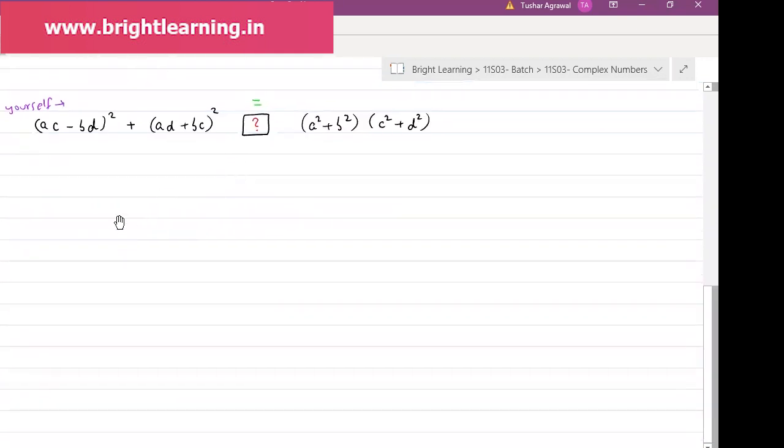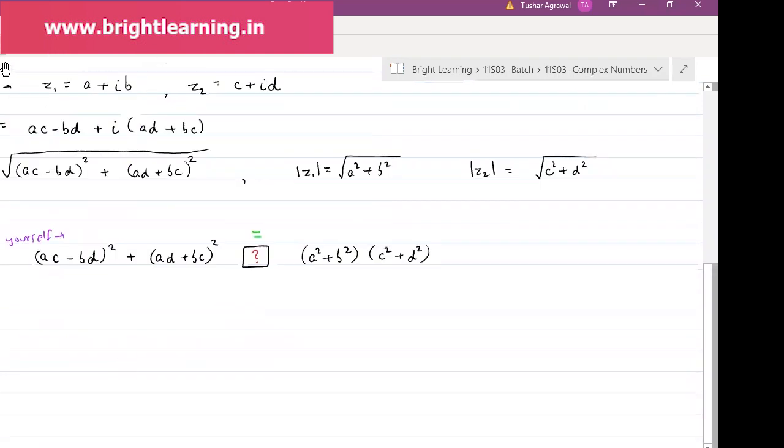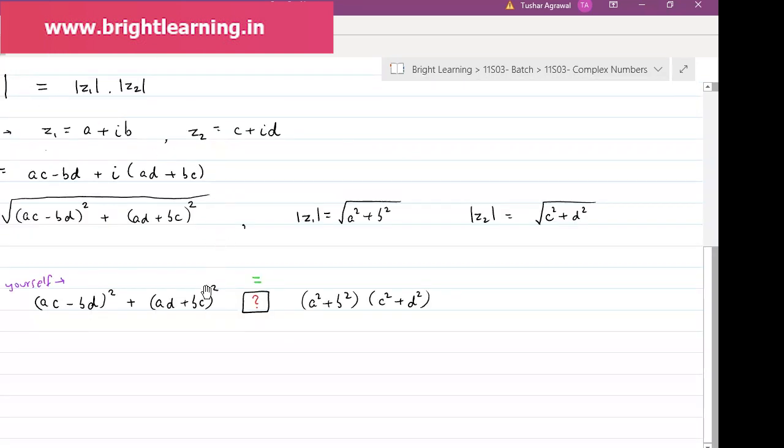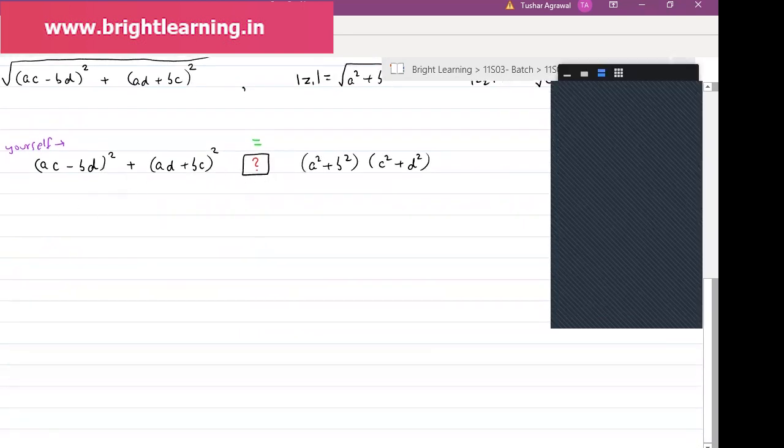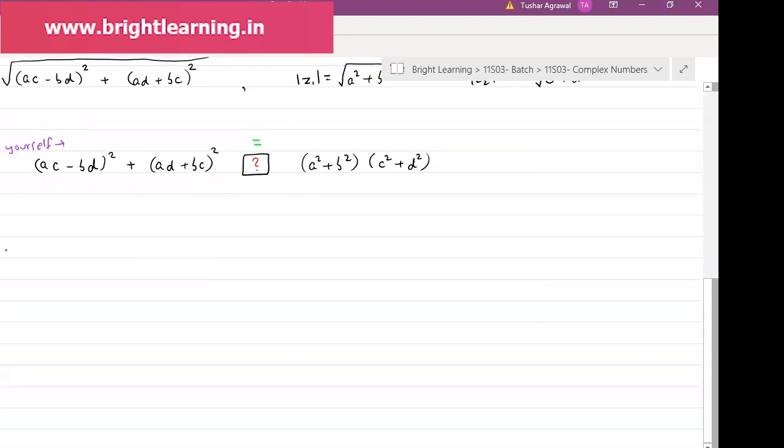Then the second property is with respect to division. The first was z1 into z2. The second property that we have is z1 divided by z2, its complete modulus. It will again be equal to modulus of z1 divided by modulus of z2. The verification will proceed again in the same way.